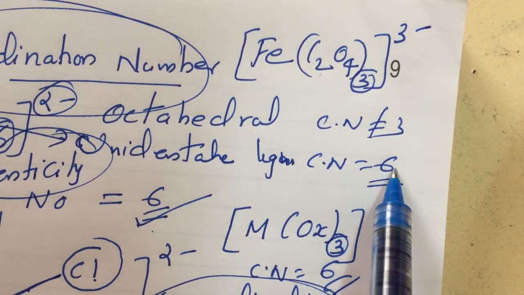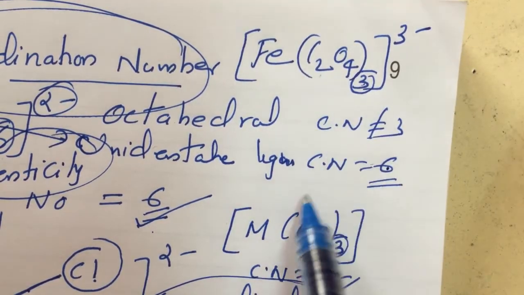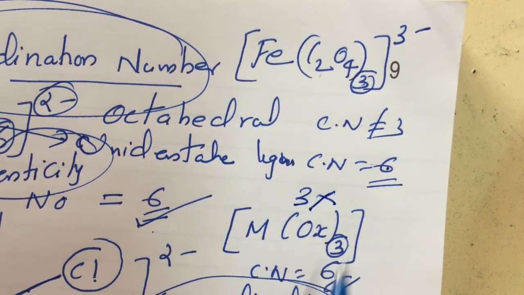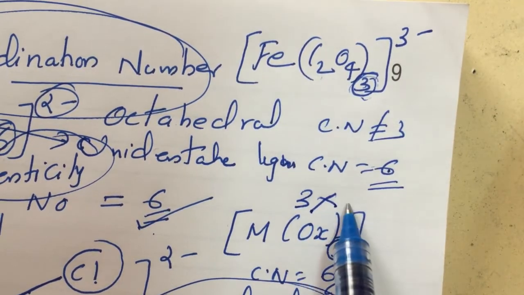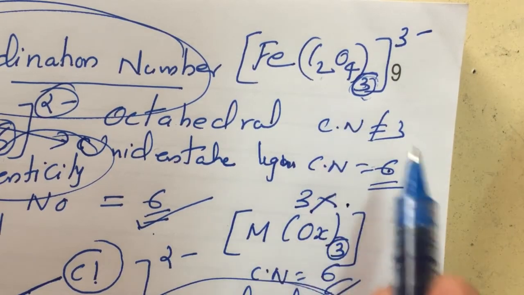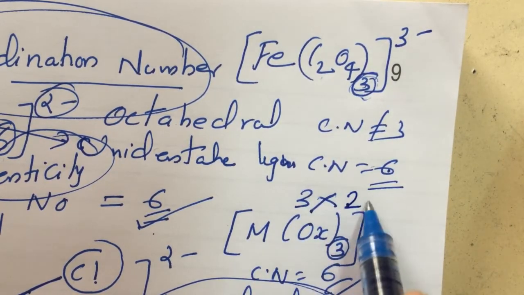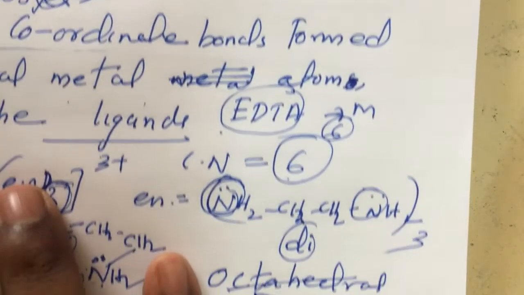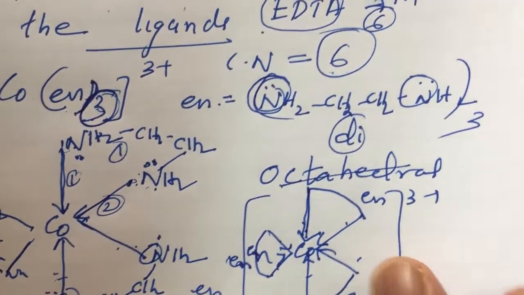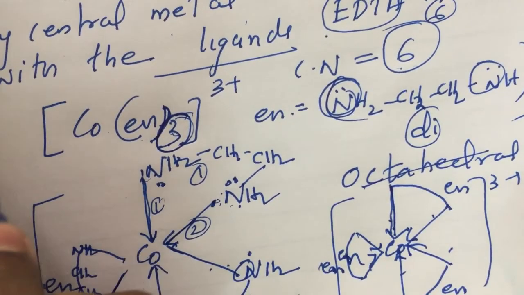Okay, so what is the coordination number here? We can write an equation like this. Coordination number is equal to number of ligands times denticity. Number of ligands is equal to 3, into denticity. What is the denticity of C2O4? 2. So 3 into 2 equal to 6.